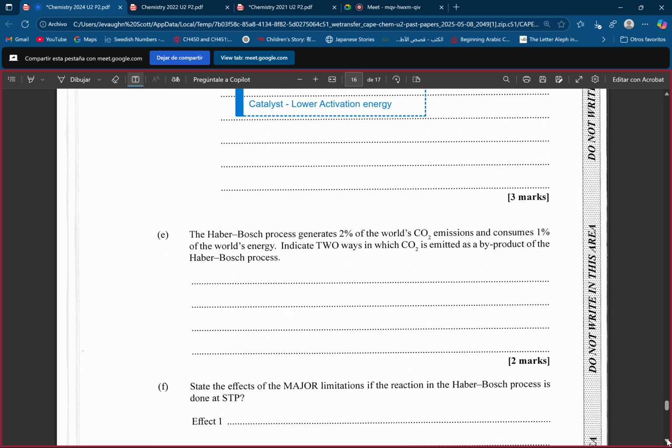The Haber-Bosch process generates 2% of the world's carbon dioxide emissions and consumes 1% of the world's energy. Indicate two ways in which carbon dioxide is emitted as a byproduct of the Haber-Bosch process.